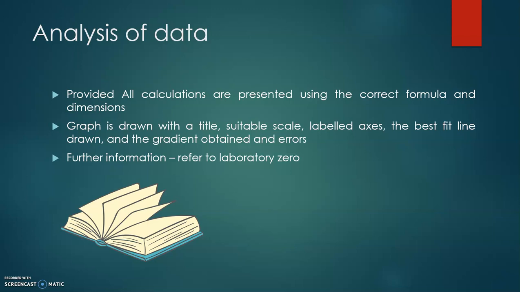What is the important information that you need to provide for the data analysis? The first one is the calculations. You should provide the calculation using the correct formula and dimensions. Then you have to draw or plot a graph, and the graph must include the title, suitable scale, labelled axes, the best fit line, and the gradient obtained with its errors.